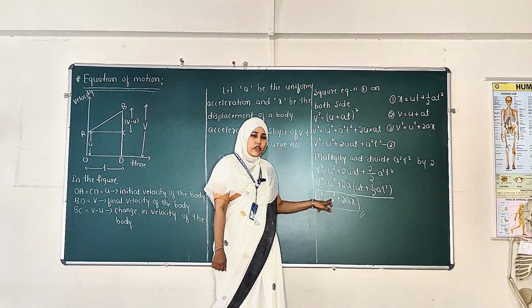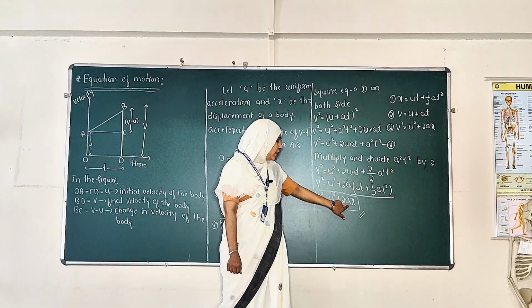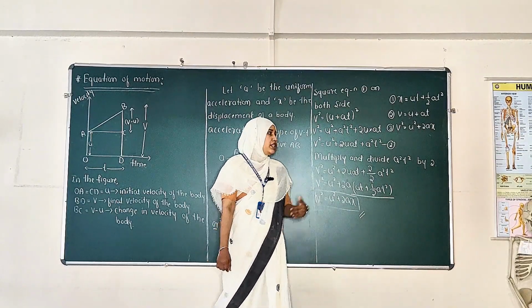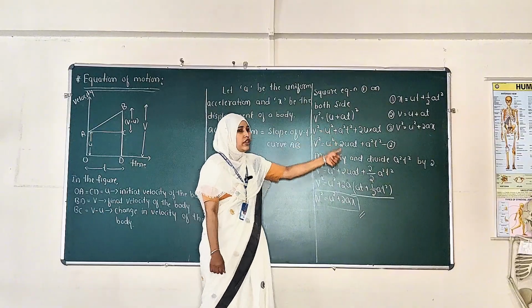v is the final velocity of the body, u is the initial velocity of the body, a is the uniform acceleration, and x is the displacement of the body. These are the three important equations of motion.